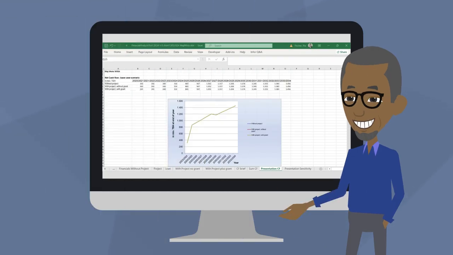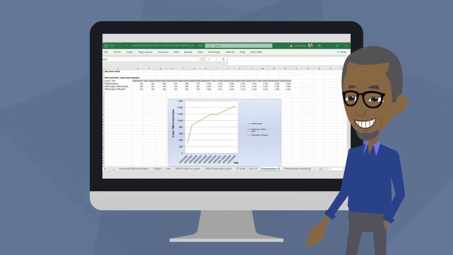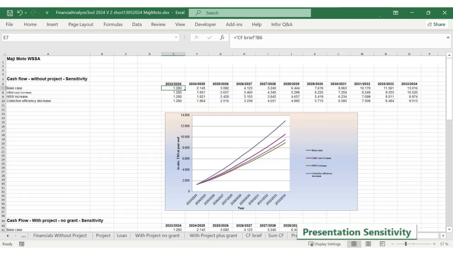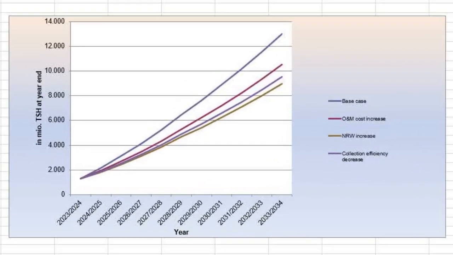You can see the visualization of your cash flow model in the presentation sheets. Presentation CF visualizes the cash flow projections of the base case. In the sheet presentation sensitivity, the different sensitivity scenarios can be compared in the upper graph. You can see nicely how NRW has the biggest impact on Majimoto's cash flow.